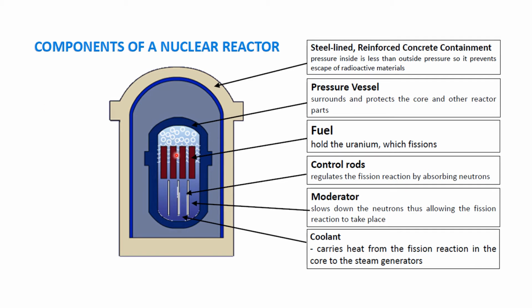At the center, you have your core, which is comprised of your fuel, your control rods, your moderator, and then your coolant. And then you also have your pressure vessel, and then a steel-lined reinforced concrete containment, which protects your core from your environment. Let's discuss these components one by one.